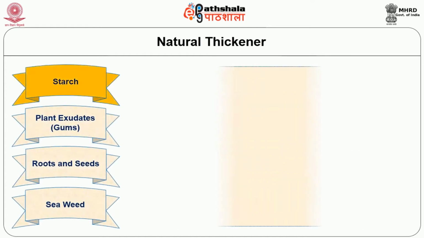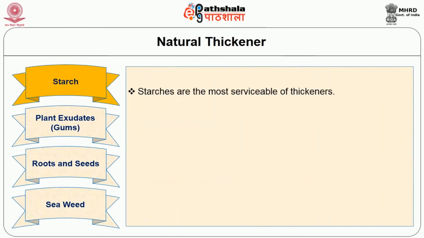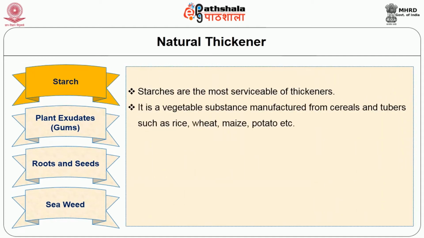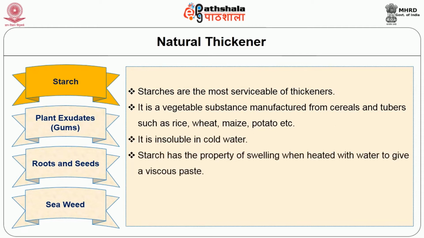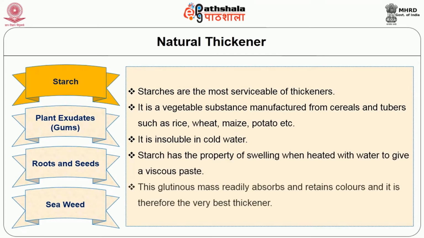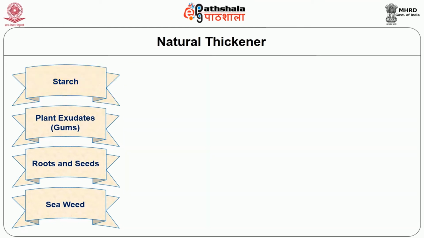In the natural thickeners, the first one is starch. Starches are the most serviceable of thickeners. It's a vegetable substance manufactured from cereals and tubers such as rice, wheat, maize, potato, etc. It is insoluble in cold water. Starch has a property of swelling when heated with water to give a viscous paste. This glutinous mass readily absorbs and retains color, and it is therefore the very best thickener.